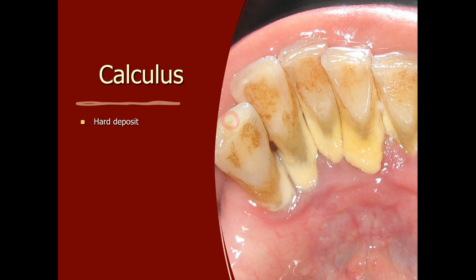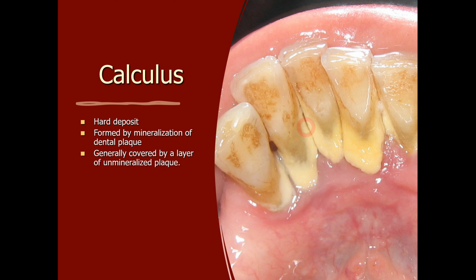Calculus is basically a hard deposit which is formed from plaque. When plaque is present for more than a week or 2 weeks and is not removed by brushing, it mineralizes, and that mineralized structure is called calculus. This is important because calculus, if not removed, leads to periodontal diseases such as gingivitis and periodontitis. At times, since calculus is a rough surface, plaque can also adhere to it. So commonly it is seen that plaque is also present on calculus. So this is about calculus.